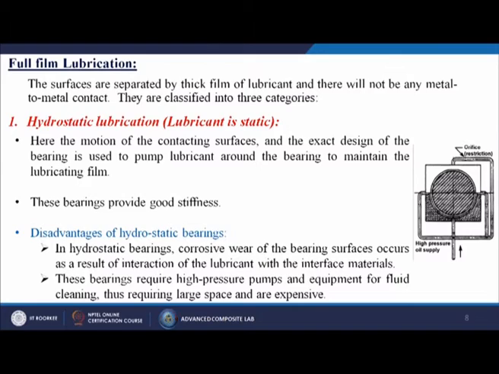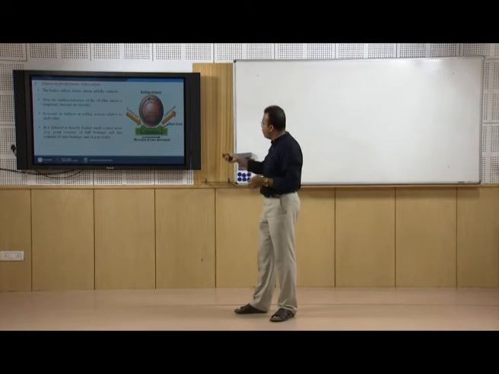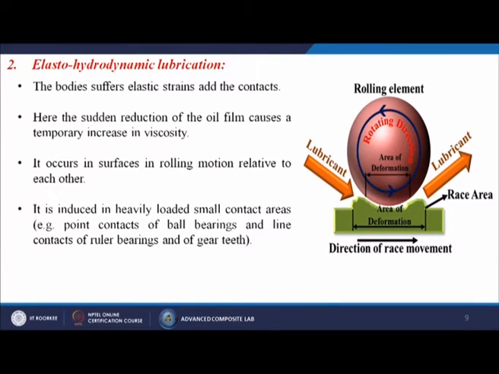Next is called the elasto-hydrodynamic lubrication. From this figure you can understand that here the shaft is rotating on some base material and the lubrication is coming in one way and going out the other way. When there are rotating parts and we are lubricating from one side, due to the centrifugal force the lubrication will try to go to the outer surface. That is why it is called elasto-hydrodynamic lubrication.